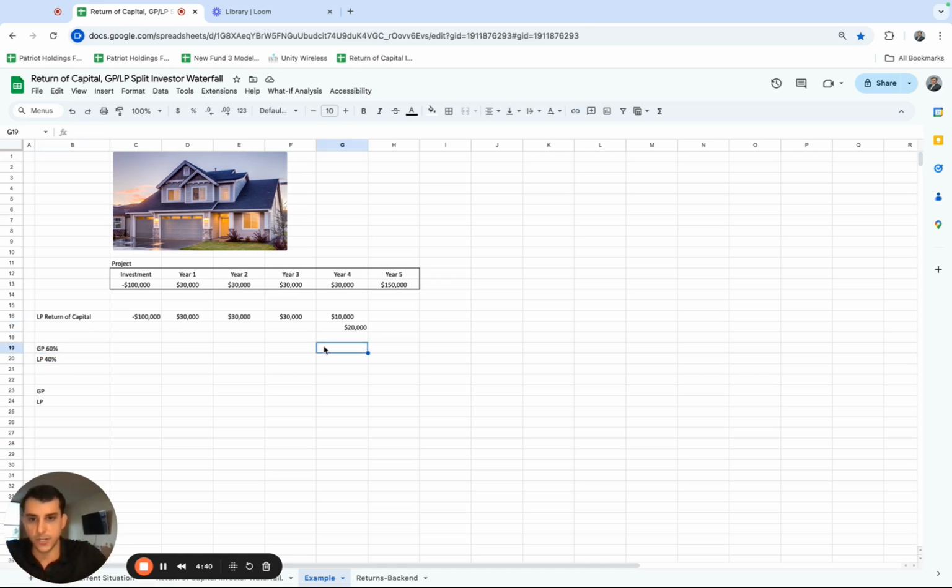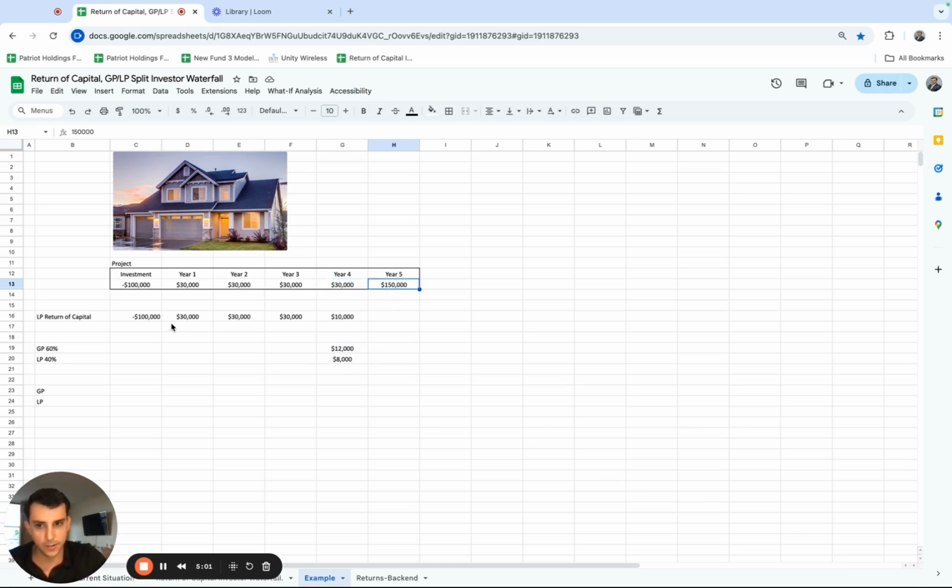So let's do this. We're going to do 20,000 times 0.6 for the GP, and we're going to do 20,000 times 0.4 for the LP. Okay. So now you can see, you add these all together, that 30,000 matches what was right here. Last but not least, you have year five. How does this get split up?